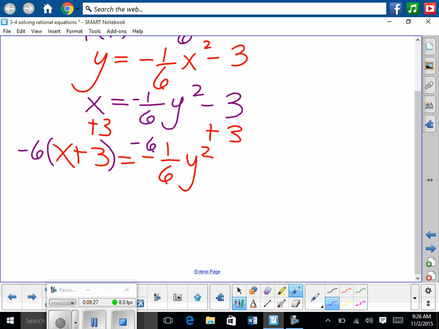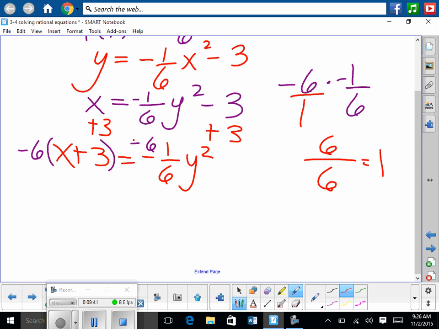Yes. Guys, look. Think about it. Negative 6 times negative 1/6. If we multiply fractions, we multiply straight across. What do we get on top? 6. What do we get on bottom? 6. What do we get? 1. Does everybody see how that got rid of our problem there?